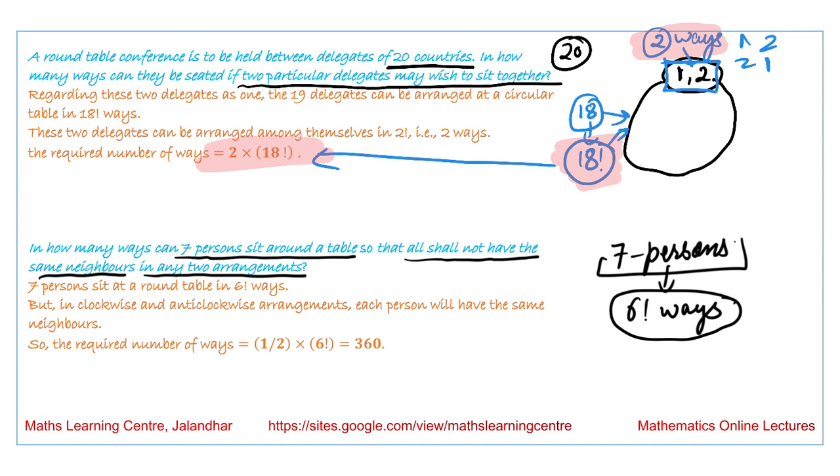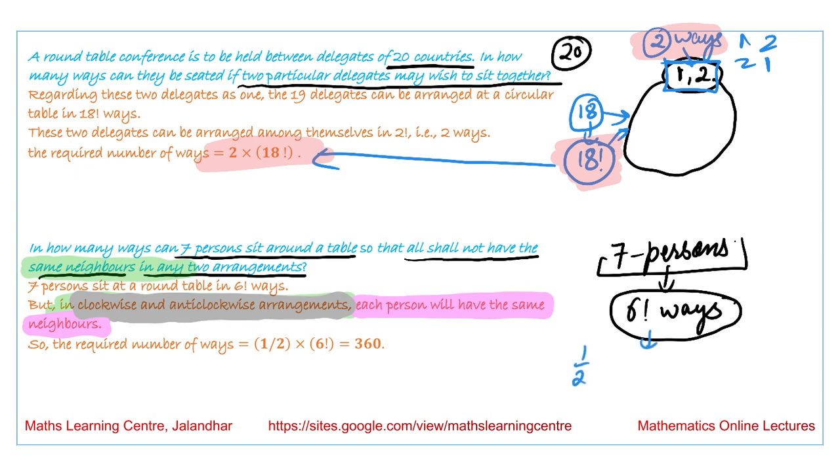Now the condition given to us is that they should not have the same neighbors. So if we are talking about clockwise and anti-clockwise arrangements, then each person will have the same neighbors. We are not interested in different clockwise and anti-clockwise directions, these should correspond to the same thing. So the total number of ways we have is 1 by 2 into 6 factorial, and the answer we obtain is equal to 360.